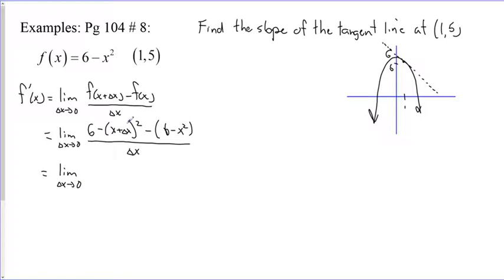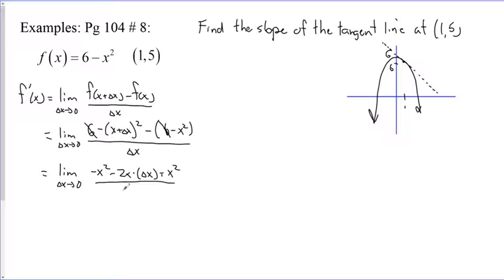And so I've got a 6 and a 6. Those things are going to cancel, so I'll get rid of those first. And then when I square this particular thing, I'm going to get negative x squared. I'm going to get minus 2x times delta x. And then minus a negative will be positive x squared.